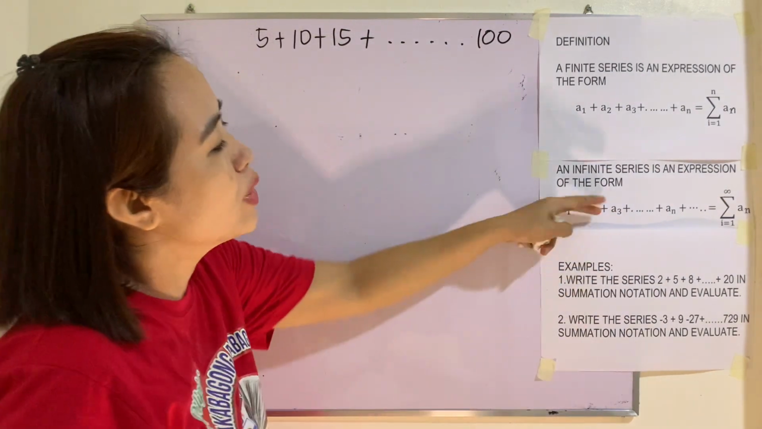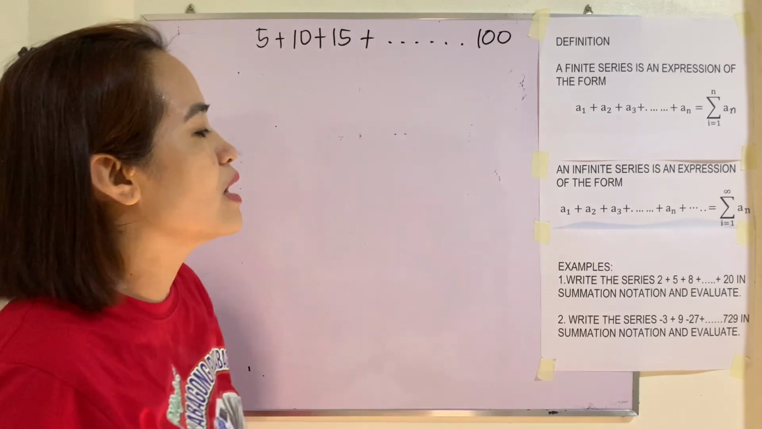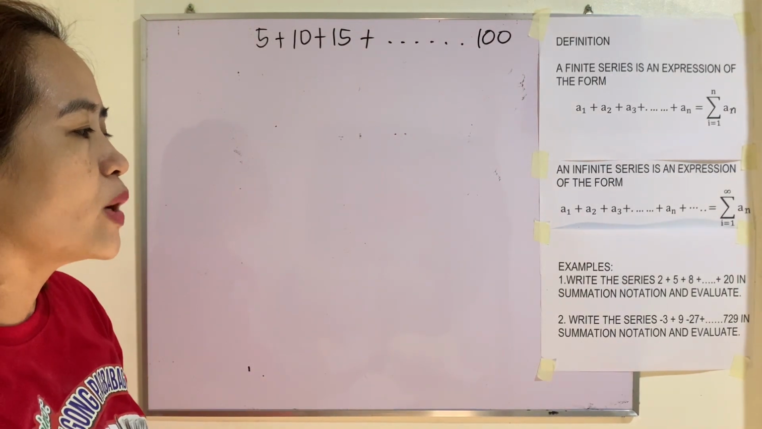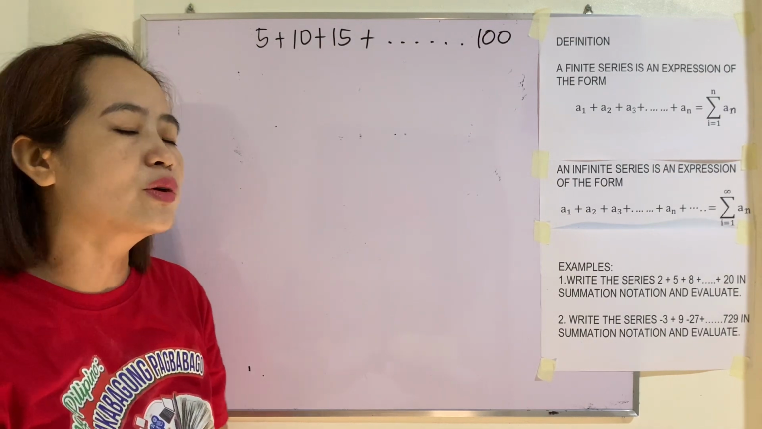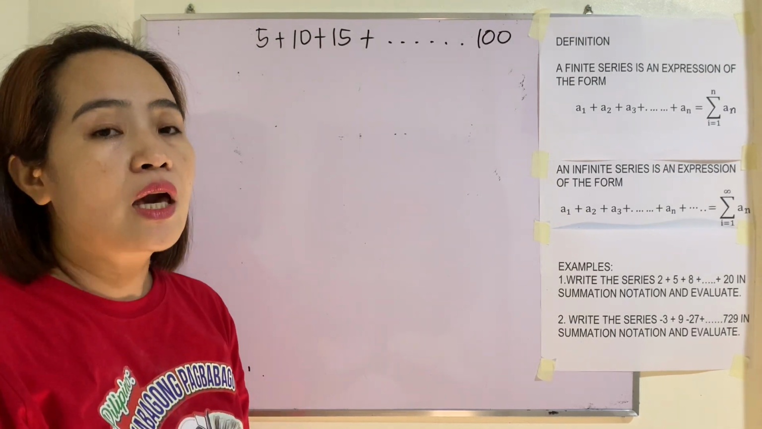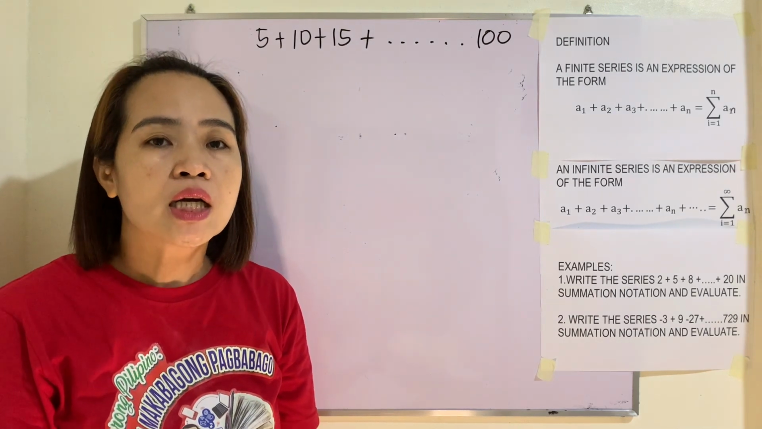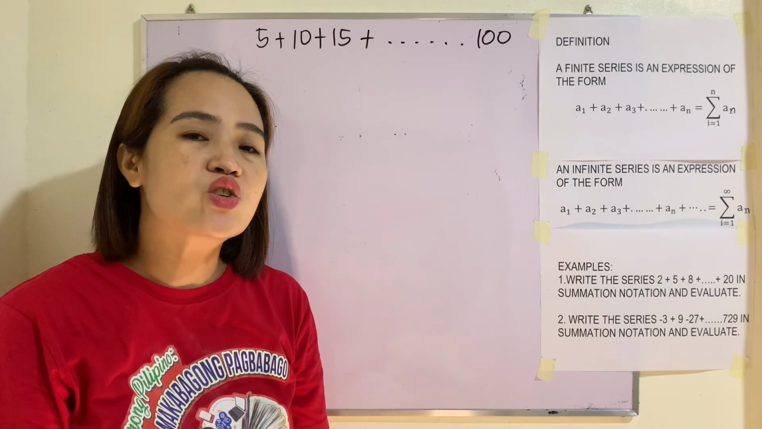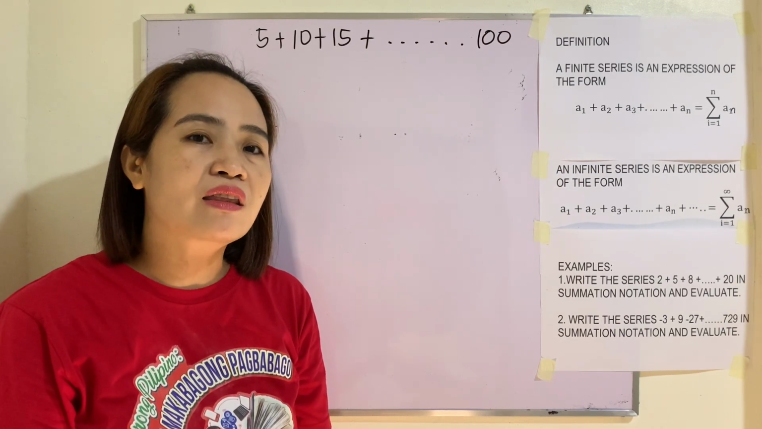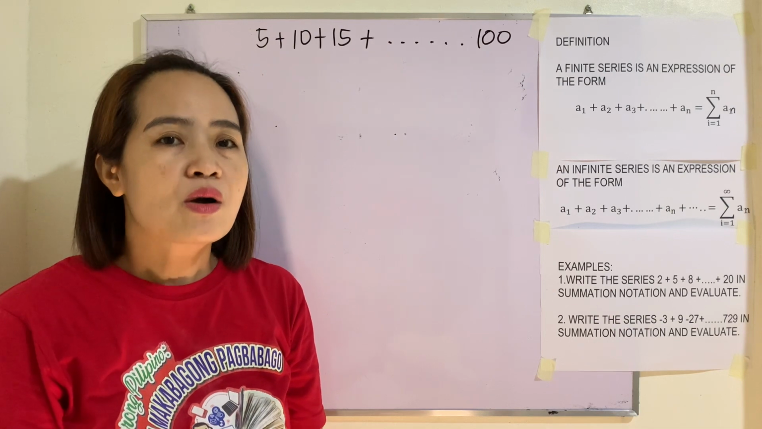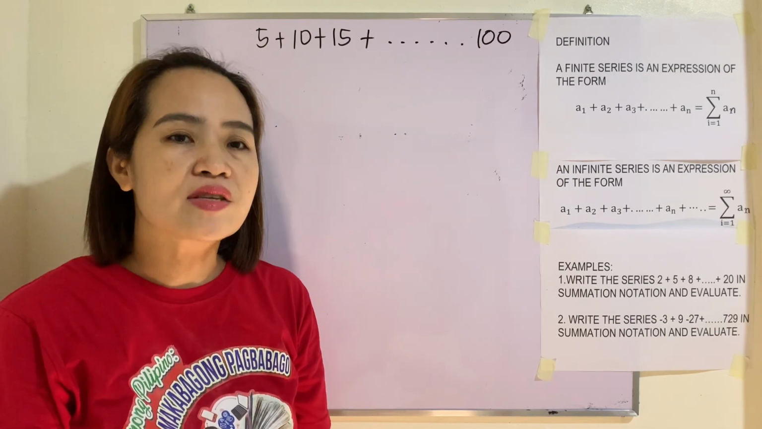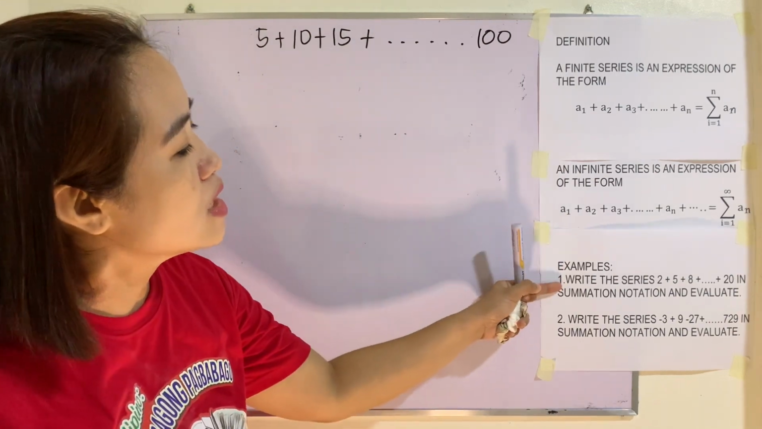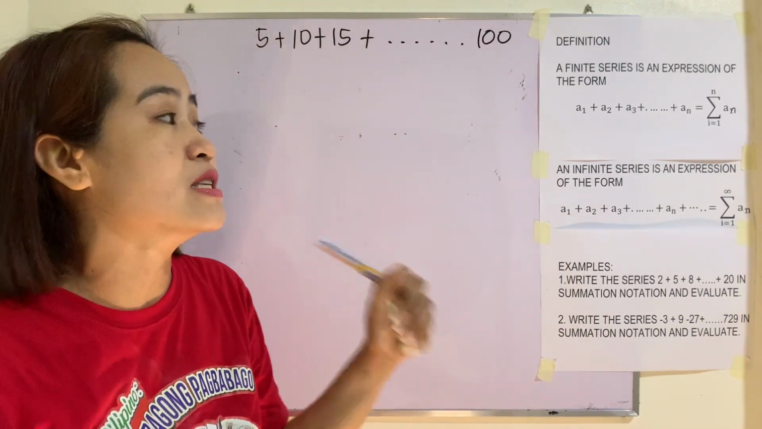Now, how are we going to apply this? Example 1. Write the series 2 plus 5 plus 8 plus 20 in summation notation and evaluate. In this case, you need to recall the two kinds of sequences, the arithmetic and the geometric. When we say arithmetic, there is a common difference. When we say geometric, there is a common ratio. Now, is this a geometric series or an arithmetic series?